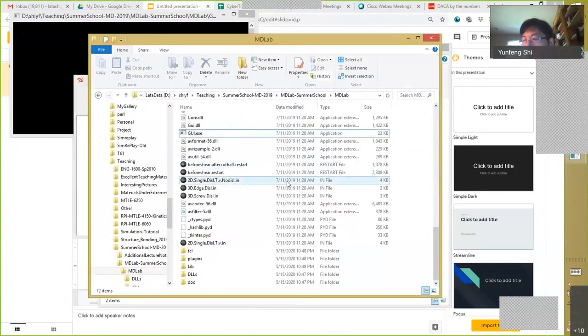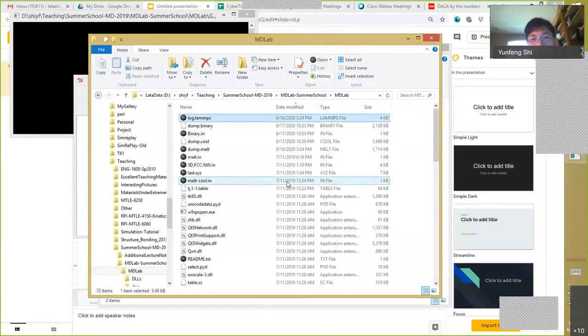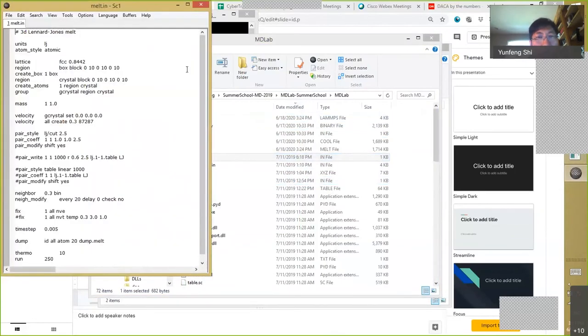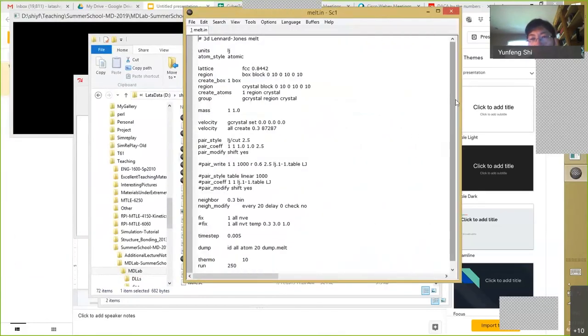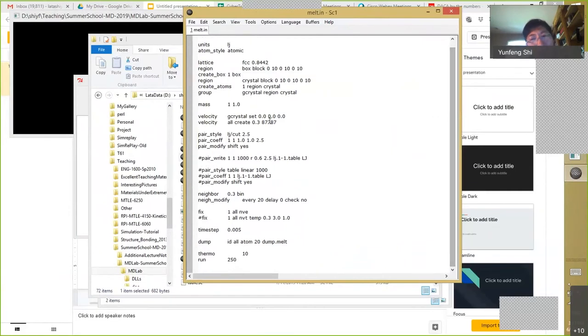Now, I want to spend a little time looking at the script, right? The script is quite short. I don't want to go line by line, but it will give you a sense of what it means. First, it tells you the unit, in this case, atomic. Then it defines the lattice, the crystal of your starting system. The system is FCC, face-centered cubic. Here is the number density, 0.8442. This is not the lattice constant, this is the number density.